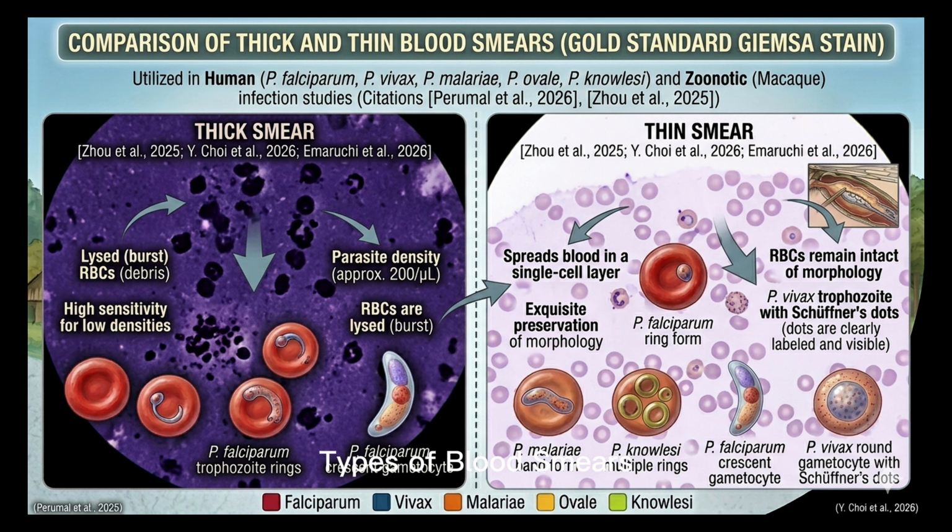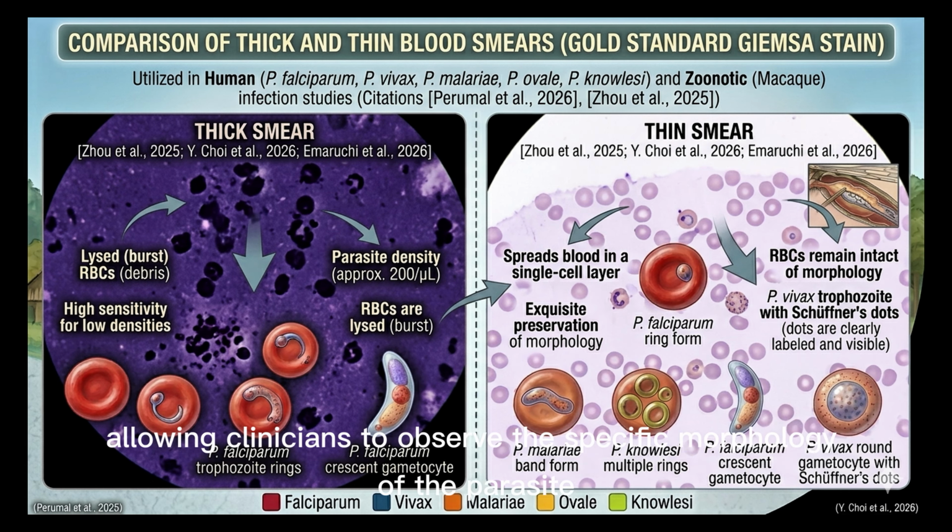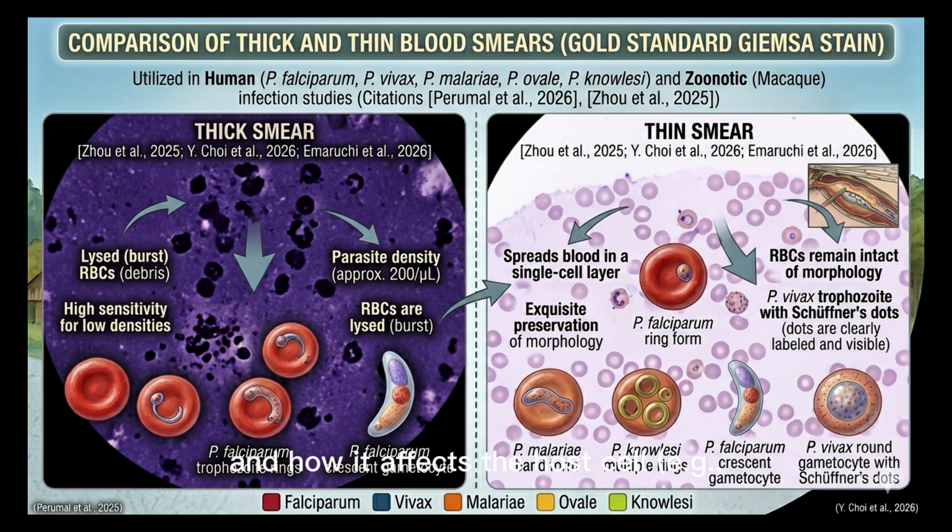Types of blood smears. 1. Thick blood smear, used for detection. The RBCs are lysed, burst, allowing for a larger volume of blood to be screened, which is essential for identifying low parasite densities. 2. Thin blood smear, used for species identification. The RBCs remain intact, allowing clinicians to observe the specific morphology of the parasite and how it affects the host cell, e.g., cell enlargement in P. vivax.